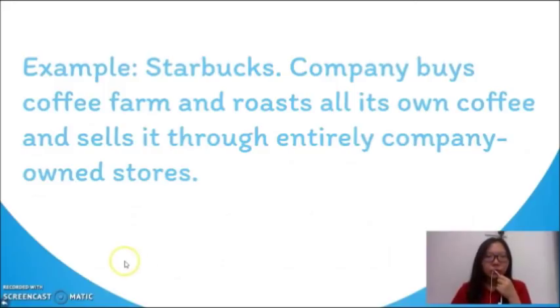The example for vertical integration is Starbucks Company. Starbucks had combined the backward and forward integration together. For example, Starbucks buys the coffee farm and roasts all its own coffee, and then Starbucks sells it through entirely company-owned stores, which are the stores that we can see at most shopping malls.